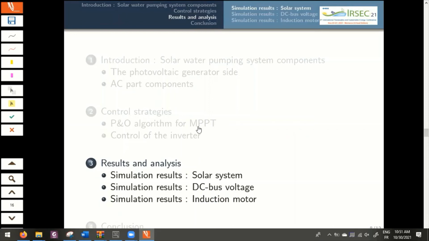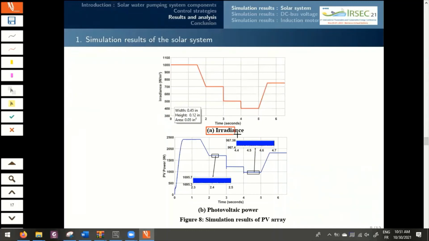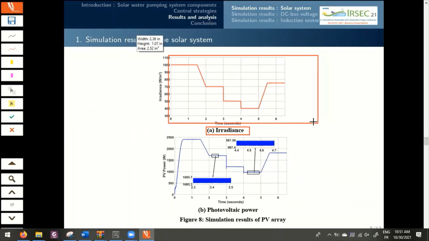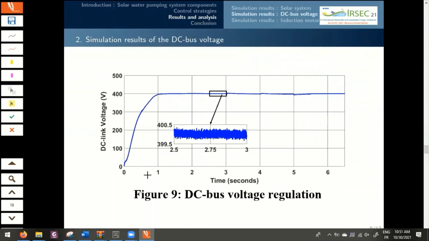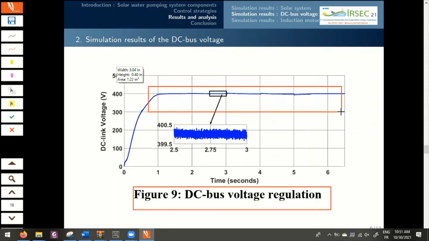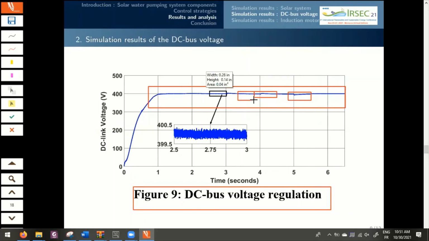After describing the proposed control strategies, the pumping system is simulated using MATLAB simulation software. Figure A shows the applied profile of the irradiance. It is obvious from Figure B that the photovoltaic power follows the dynamic of the irradiance successfully. Figure number 9 describes the behavior of the DC bus voltage. The fuzzy logic controller eliminates the fluctuation of the DC bus voltage due to the change of the power. The regulation of the DC bus voltage guarantees safe operation of the motor.